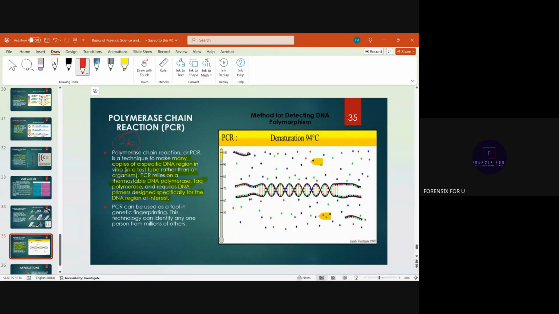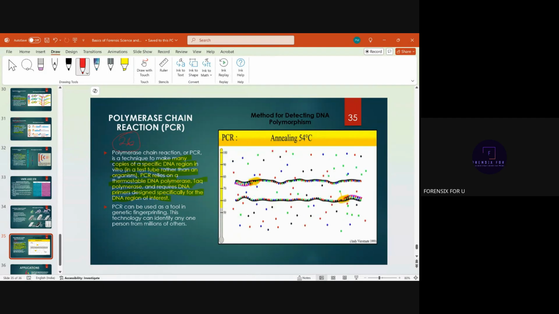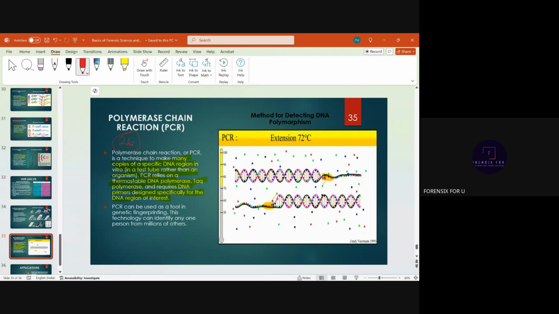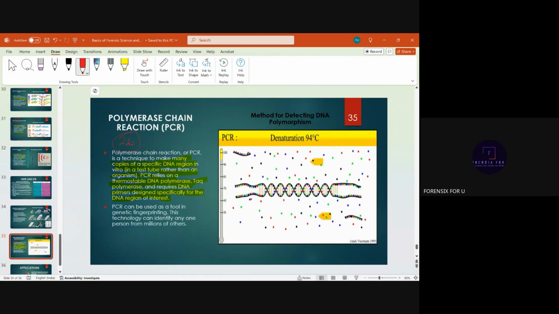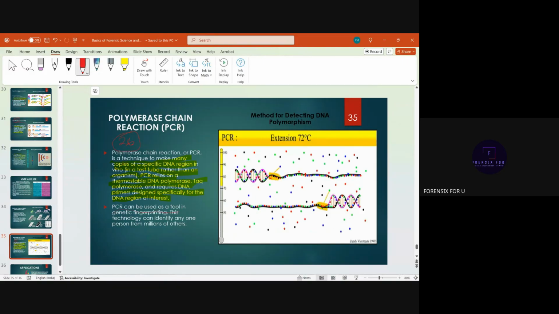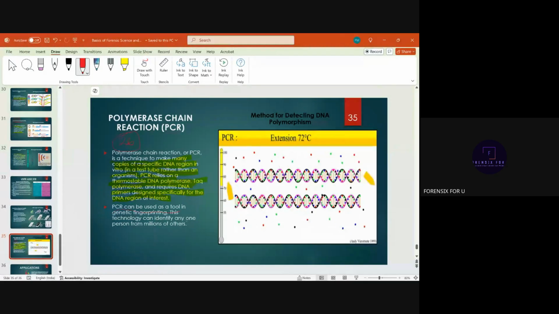Ultimately, we can identify the marker position. We just need the starting point and the end point of these markers that are tandemly repeating, and we can create that radio labeled templates which can go and adhere to the target site and create multiple copies of such DNA markers in the PCR. So the PCR can be used as a tool in genetic fingerprinting. This technology can identify any one person from millions of them.